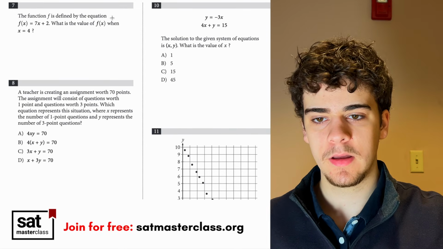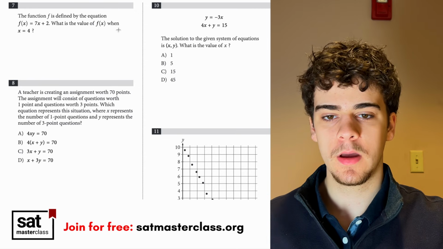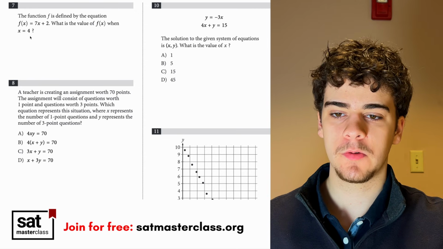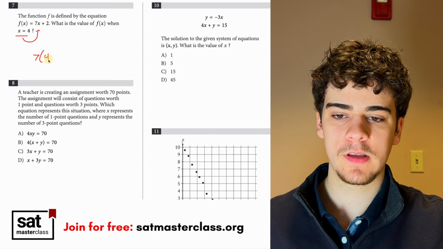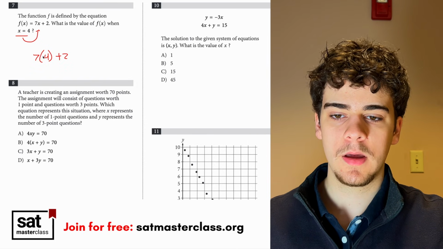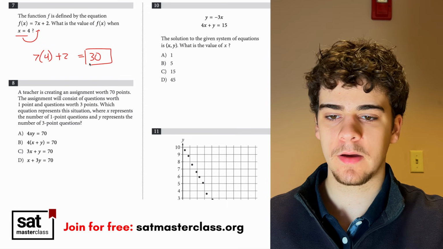Okay, question 7. The function f is defined by the equation f of x equals 7x plus 2. What is the value of f of x when x equals 4? So all we're doing is just plugging in 4 for x. So we have 7 times 4 plus 2. 7 times 4 is 28, plus 2 is 30. So that's our answer for 7.